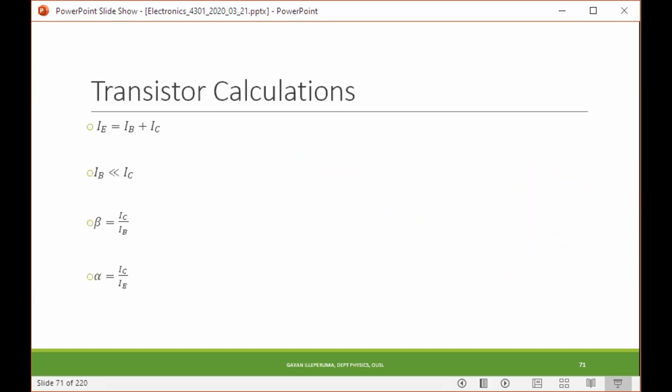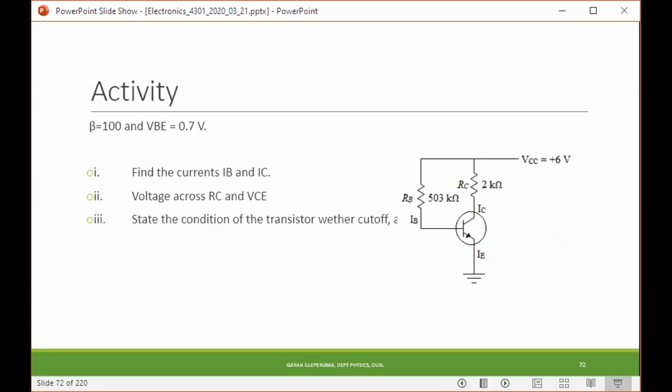You need to know about these equations. So these are fairly straightforward equations. Let me very quickly tell you how to do this kind of calculation. Usually in the common emitter configuration, if it is in the linear region, most of your questions will be in the linear region, you can assume the potential difference is equal to the VBE.